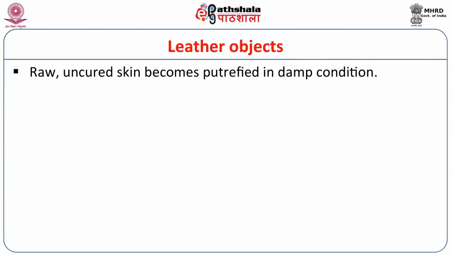Leather objects also constitute a large portion of museum collections. Leather comes from skin. Raw and uncured skin becomes putrefied in damp conditions, so it should be tanned properly before making a leather object. And in damp conditions, it loses its fibrous structure.